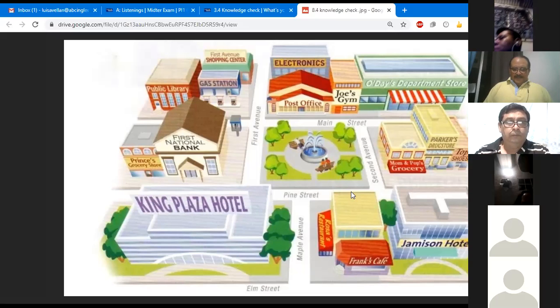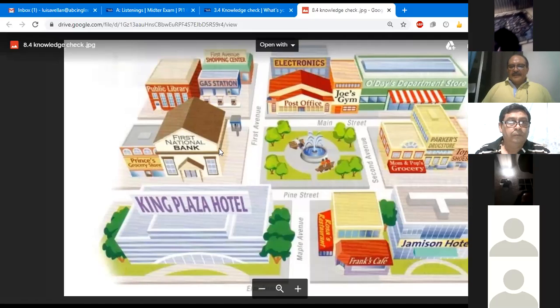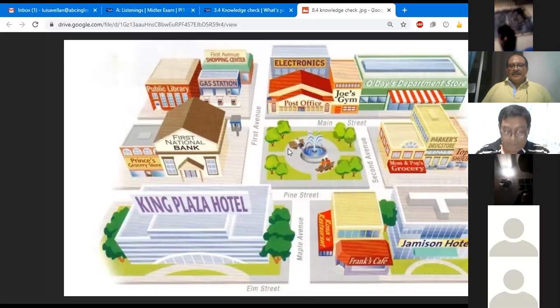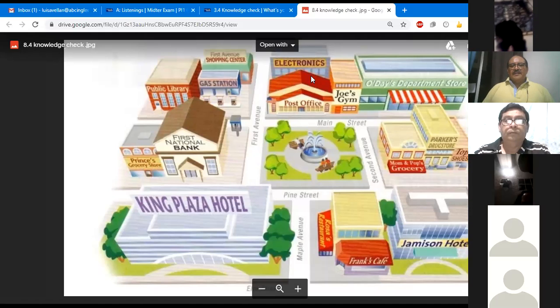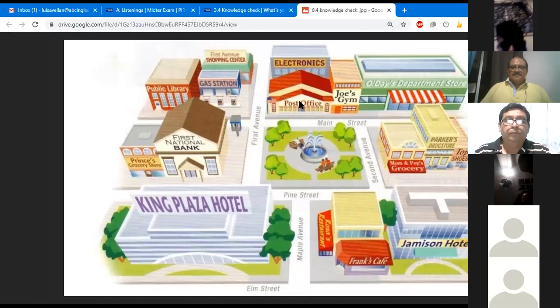Hi, teacher. Okay, good. Done. Hi, Ellie. How are you? I'm fine. ¿En qué estamos ahorita? Okay. Just writing sentences using this map and the prepositions on, behind, between, next to. For example, you can use the grocery store is next to the bank. The electronics store is behind the post office. Just some sentences and practicing them with the map and the prepositions.